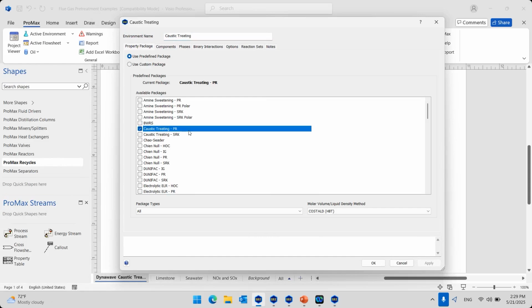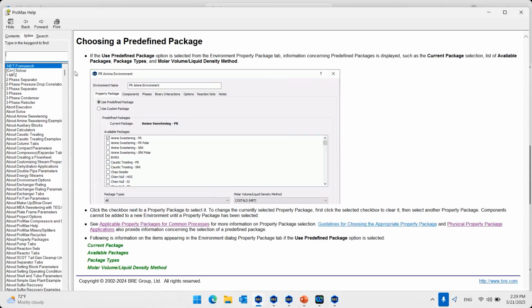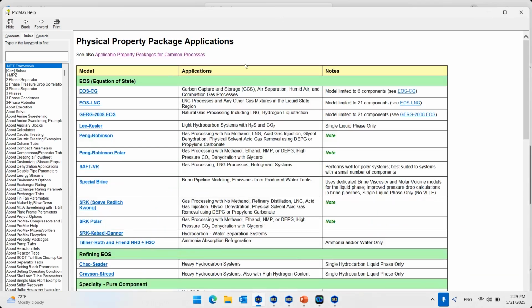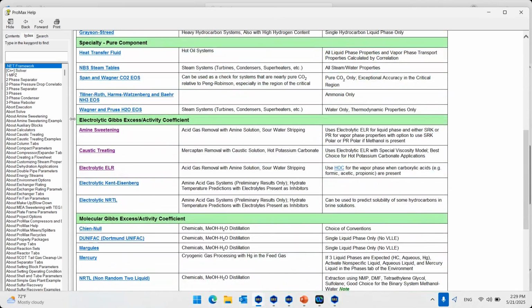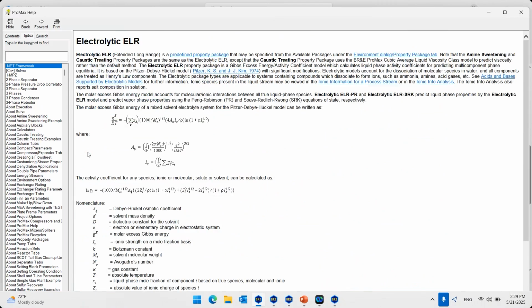We have very good and extensive help written in ProMax. I just hit F1 on my keyboard and I'm accessing help. Over here, we have this page called Physical Property Package Applications, which has a list of the different models available in ProMax. If I scroll down, there is a section called Electrolytic Gibbs Excess Activity Coefficient. All the packages mentioned here are suitable for modeling the ionic level, and one of them is the caustic treating. If you're interested in more details, there is a full help page talking about this package in detail.